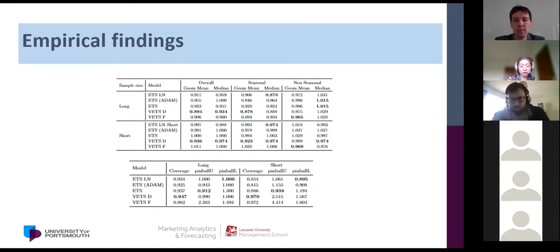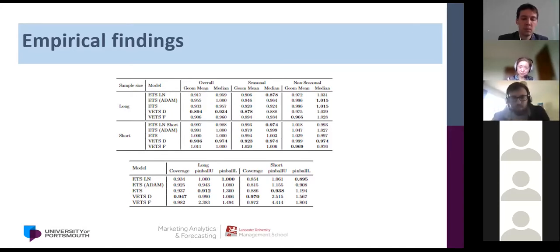And with the prediction interval results, the pinball values, we have pinball U, which is the pinball for the upper bound, and pinball L is the lower bound. Again, these are relative values as well. So again, if it's less than one, then it's better, but the coverage results are different.